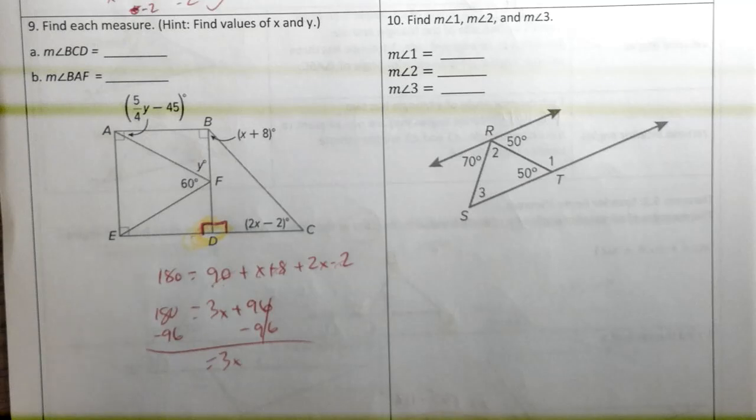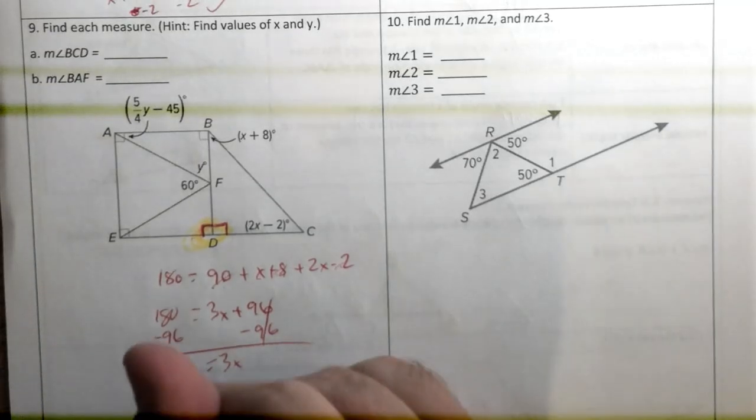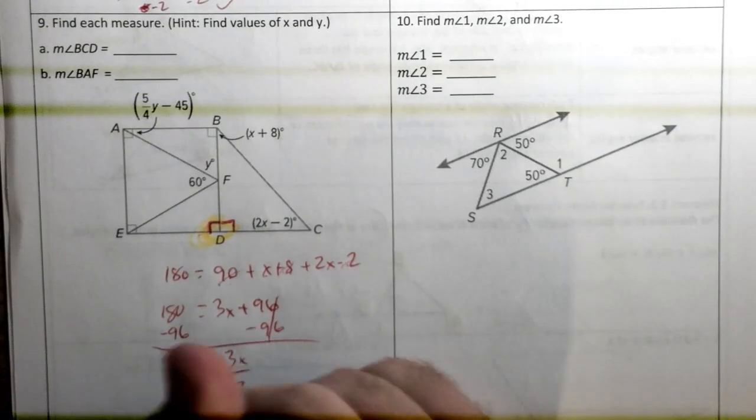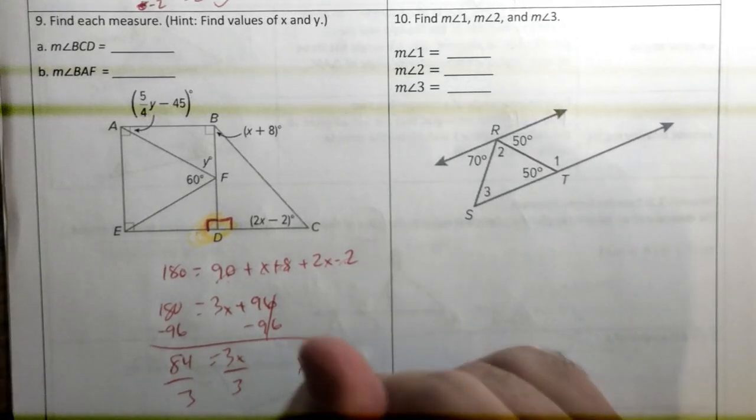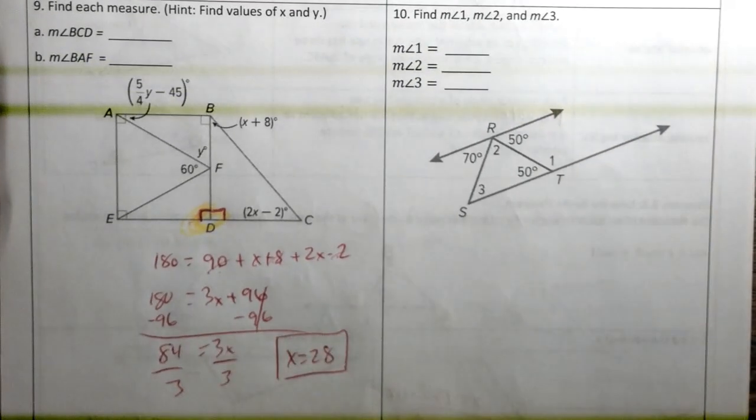180 minus 96 is 84. So 3x is equal to 84. Divide both sides by 3. X is going to equal 28. All right, easy enough. Okay, please pause here. Work number 10, then unpause, see how you did. I'm going to wait 3 seconds.